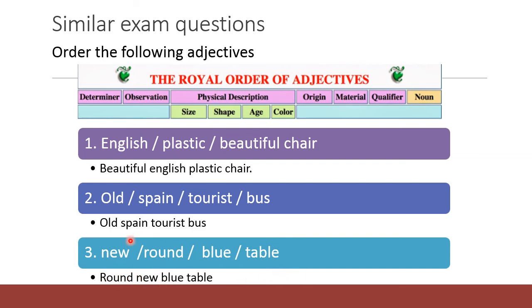And the last one, new round blue table. New is the age, round is the shape, so this one should go first. Round, new, then we have color, blue, table. Round, new, blue, table.